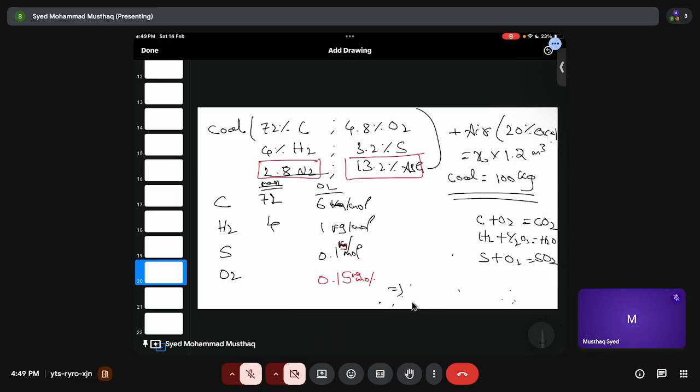Now the theoretical oxygen that is required. So we have 6 plus 1 plus 0.1, and that will give me 7. Okay, so 7 plus 0.1, 7.1, minus our 0.15. This will give me 6.95 kg per mole of oxygen that is required to burn, right?